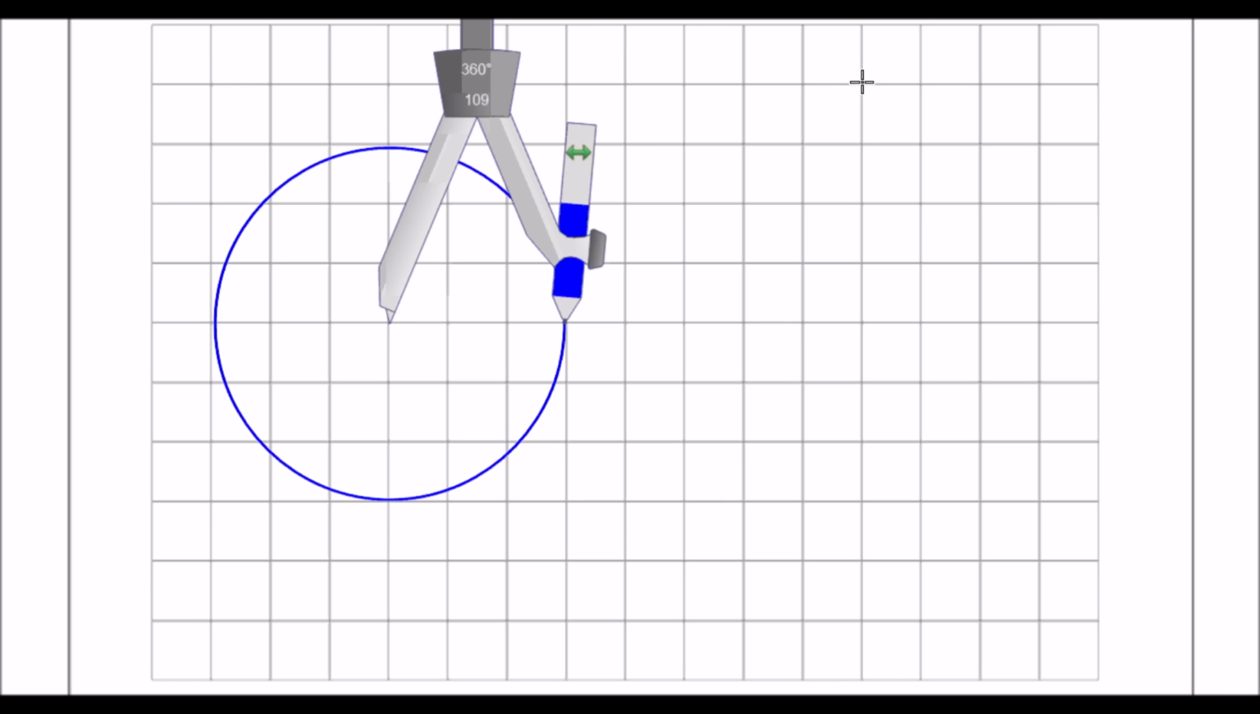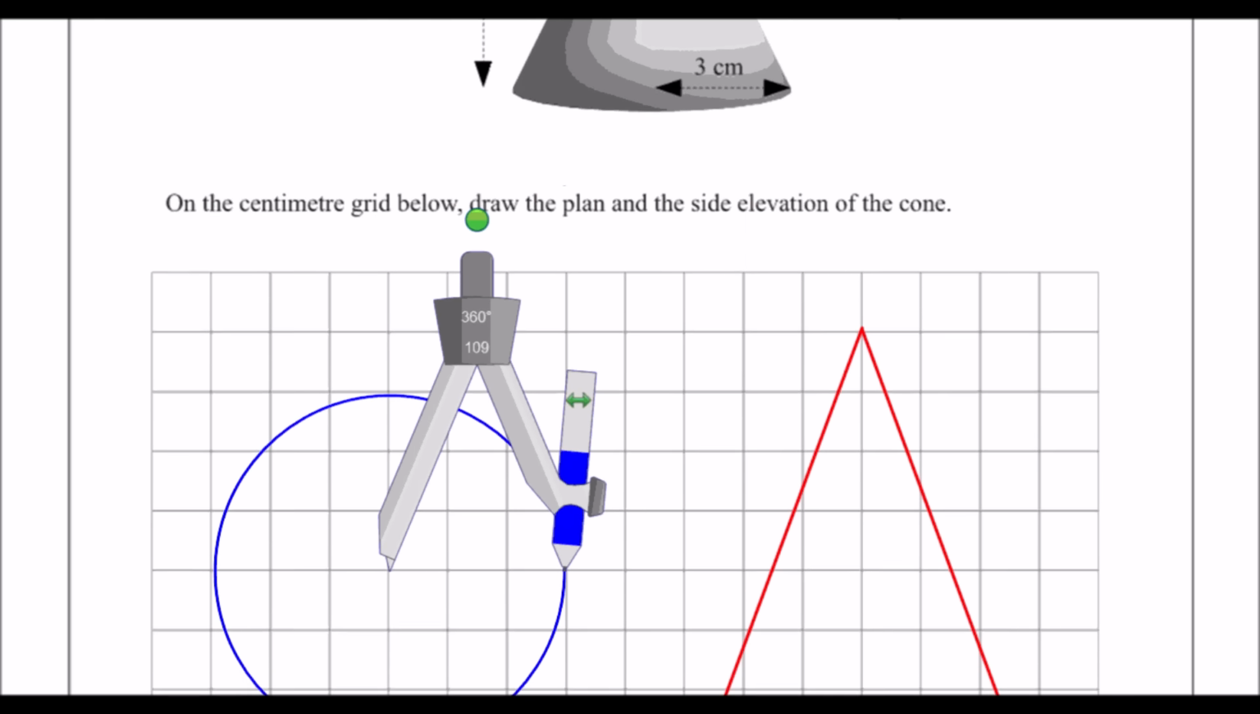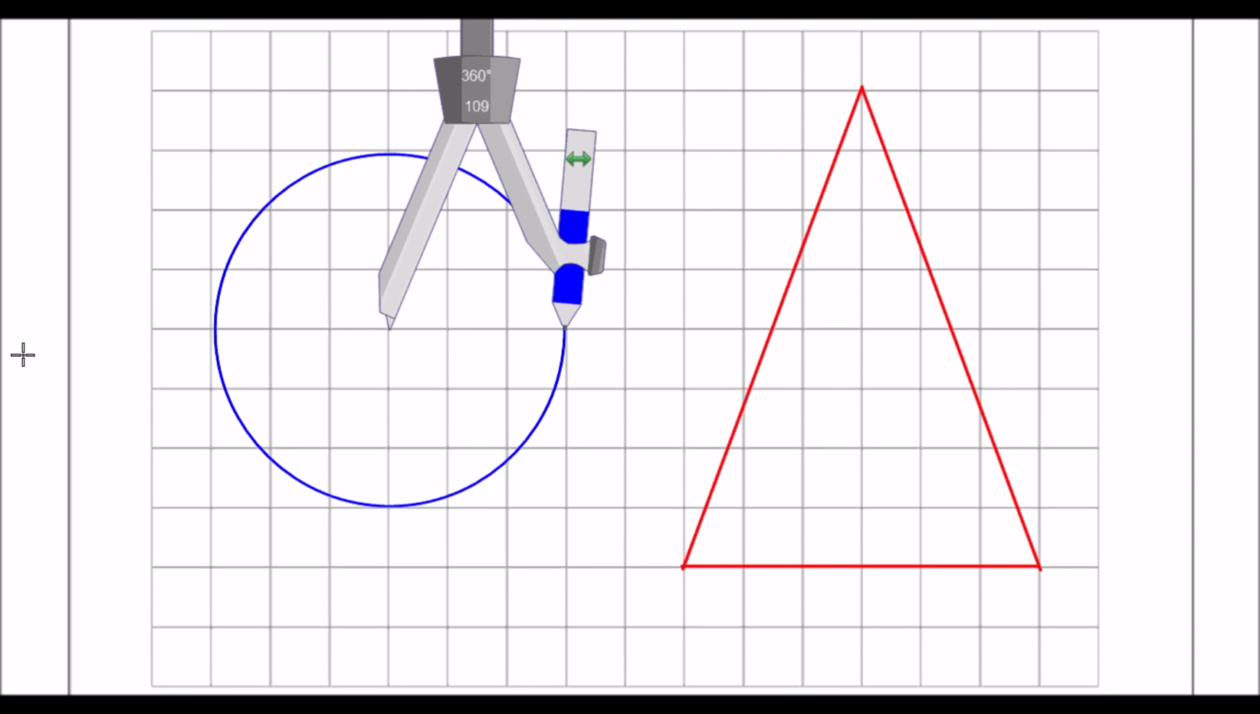So it's going to go down 8. 1 2 3 4 5 6 7 8. So this will be the middle of the base, and we're going out 3. So a base of 8, a radius of 3, which means the base is 6. So the base is 6, the height is 8, and that is our side elevation. So there's our plan and side elevation.